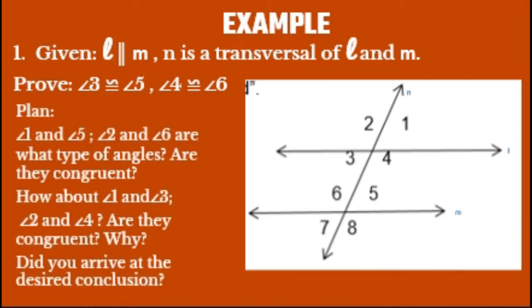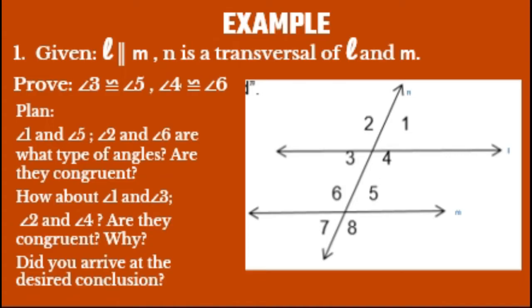Angle 1 and angle 5, angle 2 and angle 6 are what type of angles? Are they congruent? Alright, so those are corresponding angles and they are congruent according to the definition. Next, how about angle 1 and angle 3, angle 2 and angle 4? Are they congruent? Yes. Why? Because they are vertical angles. Always remember, vertical angles are always congruent. Next, did you arrive at the desired conclusion?